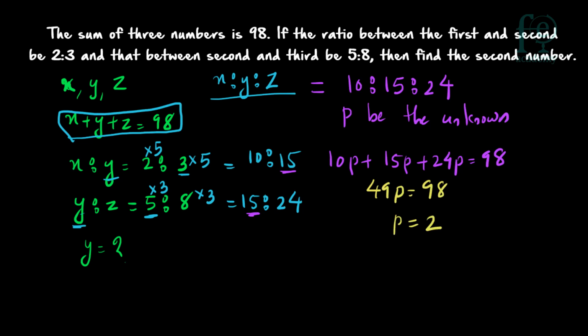So our aim is to get the second number. What is y? Y is equal to 15p. So your y will be equal to 15 into 2 is equal to 30.